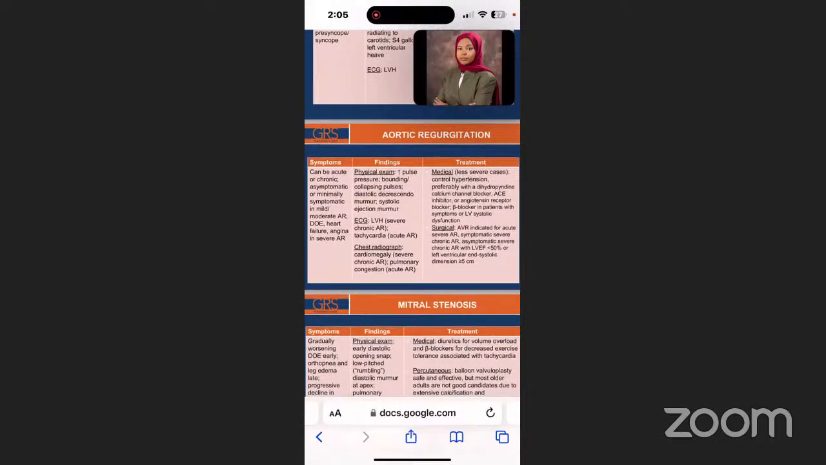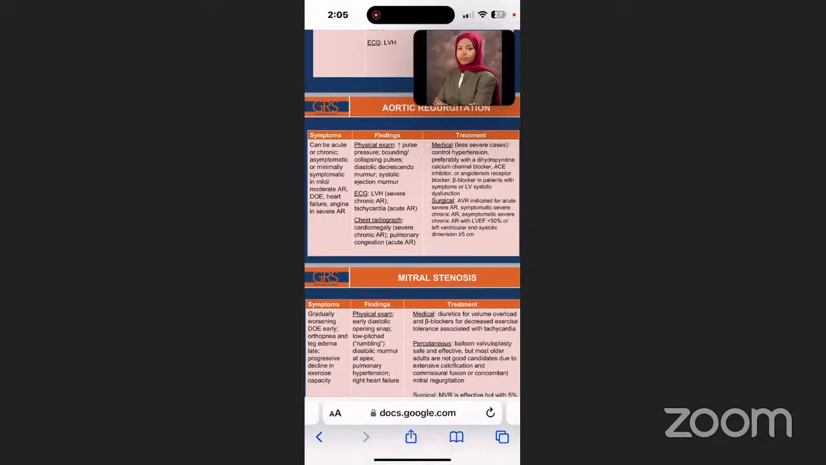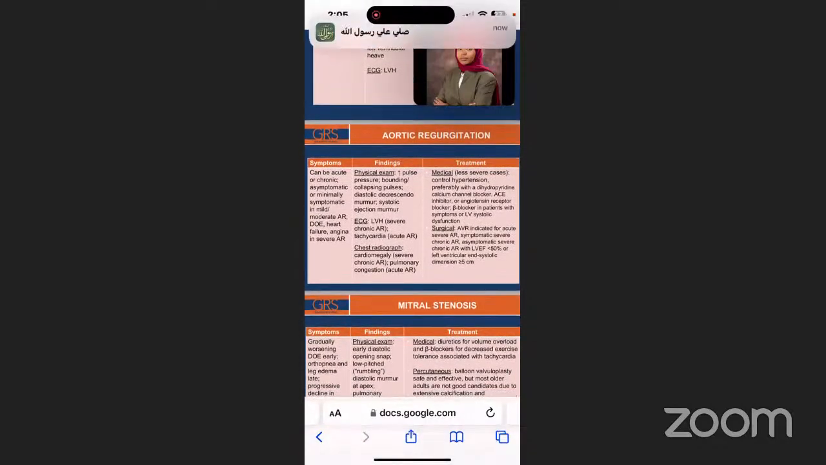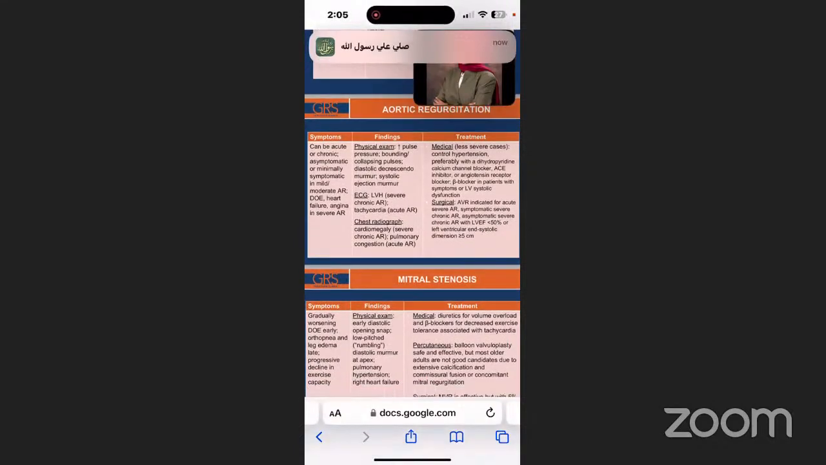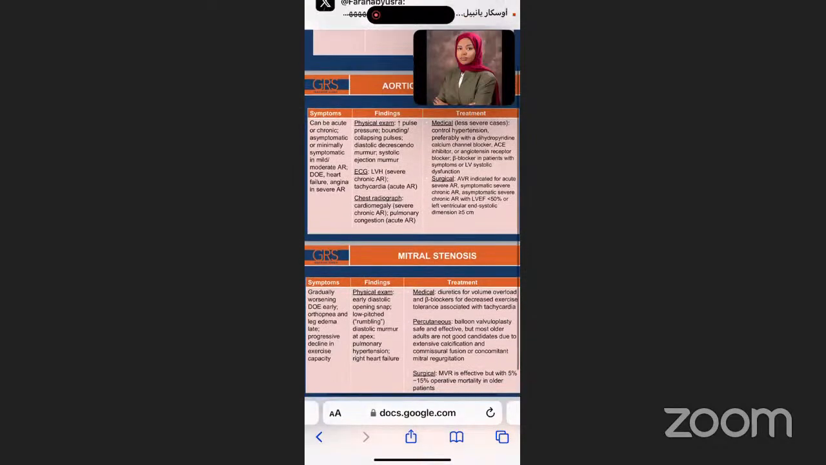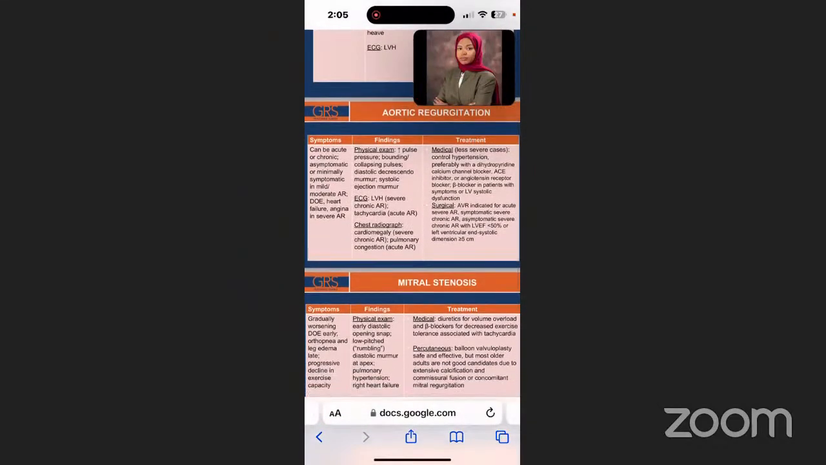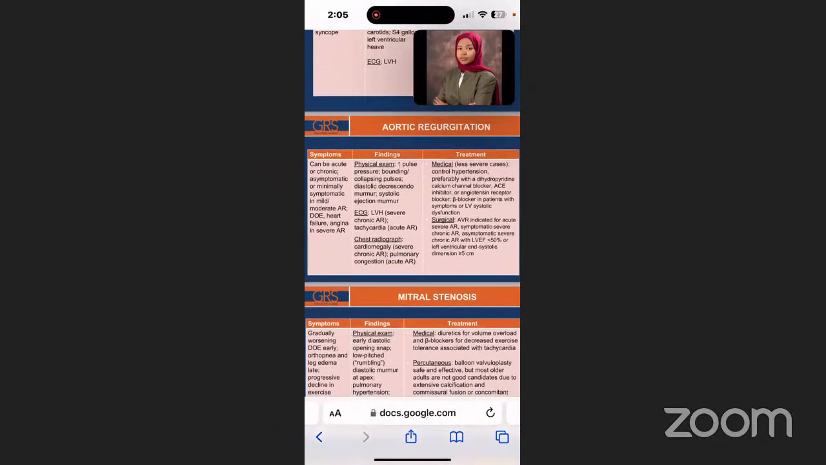Number two is aortic regurgitation. Regarding the symptoms of this condition, the patient may present with acute or chronic, asymptomatic or minimally symptomatic, mild or moderate aortic regurgitation. Also, the patient may present with heart failure, and angina will be present in severe cases.